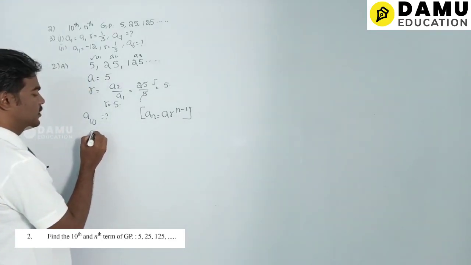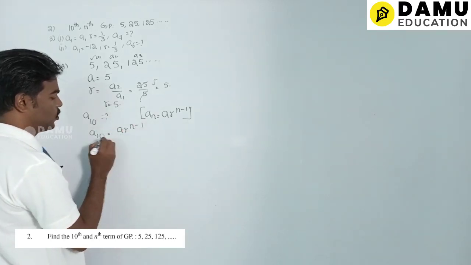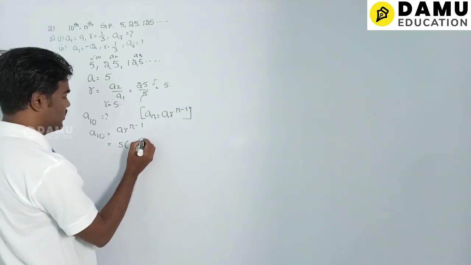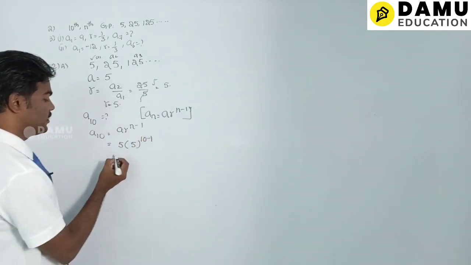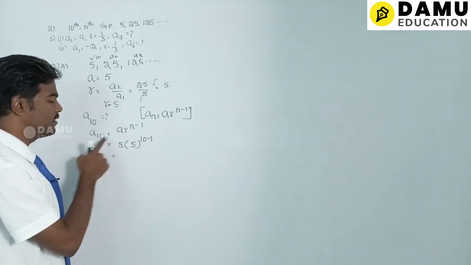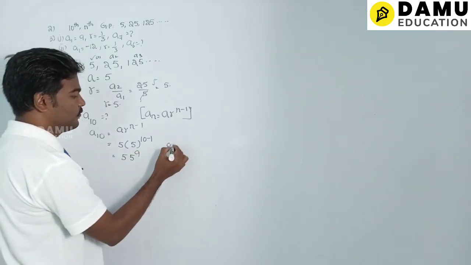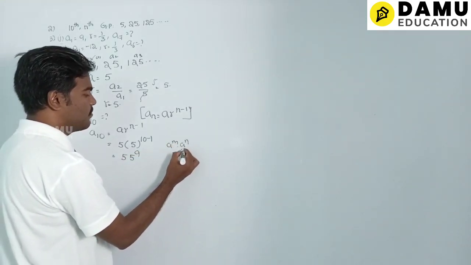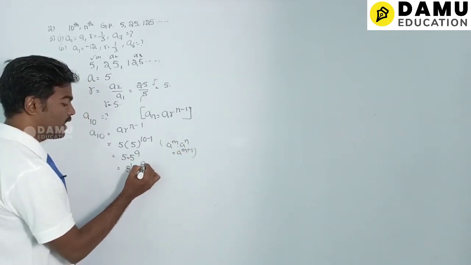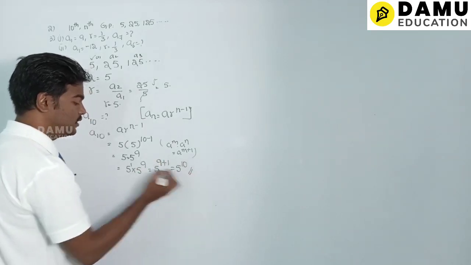So here A10 means, let's find it. A will be equal to 5, A into R power n minus 1. So A will be equal to 5, R will be equal to 5, 5 power 10 minus 1. So what value are we getting here? The common ratio is 5, the first term is 5 and n will be equal to 10, 10 minus 1. So 5 into 5 power 9. What is the formula? A power m into A power n is A power m plus n. So this is the formula we are using. This is multiplication: 5 power 1 into 5 power 9 will be equal to 5 power 9 plus 1, that is equal to 5 power 10. So this is A10.